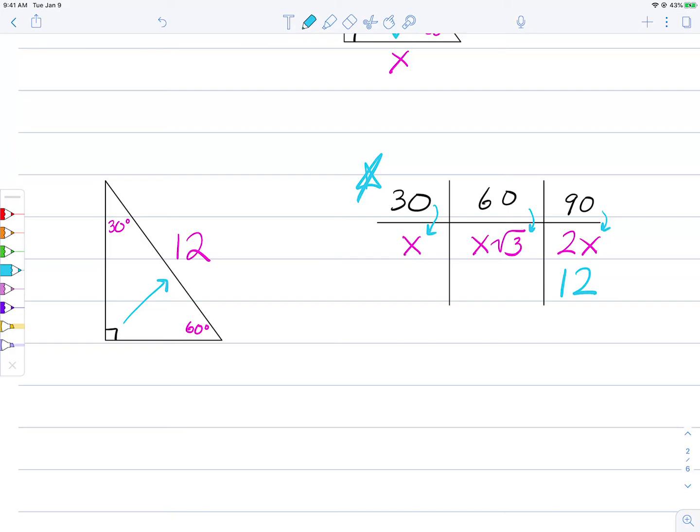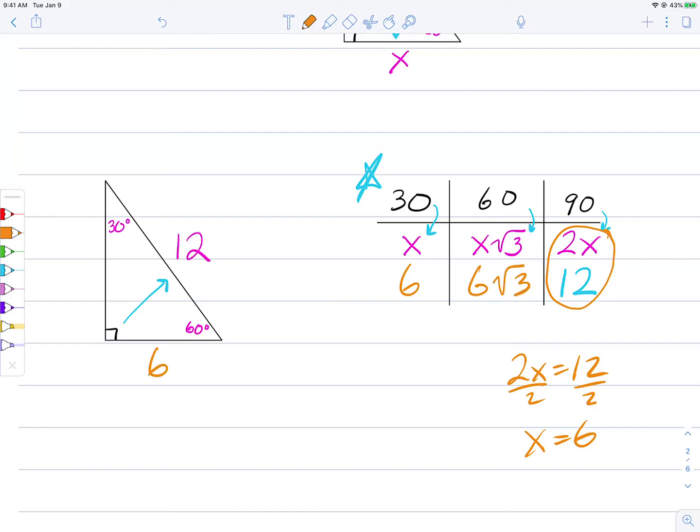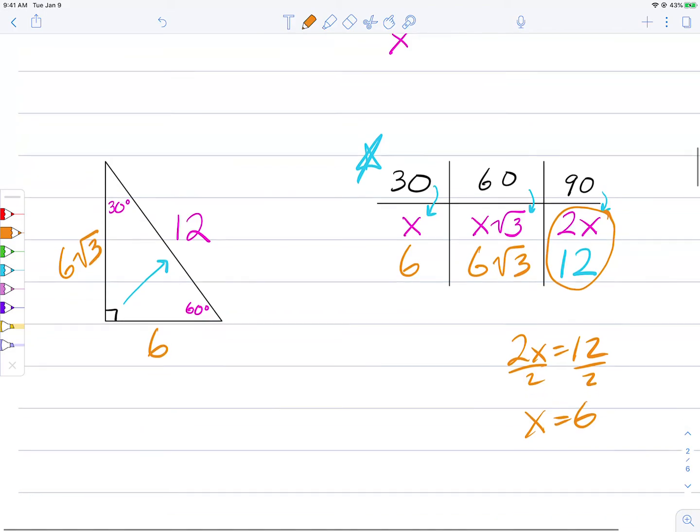If we look at our triangle here, across from the 90 is 12. So this really becomes like an equation. 2x is the same as 12. If I solve that, I get x equals 6. So I now know the key number to this triangle, and it is 6. Across from the 30 must be a side length of 6, and across from the 60 degree angle must be a 6 root 3. So this has a measure of 6, and this has a measure of 6 root 3.